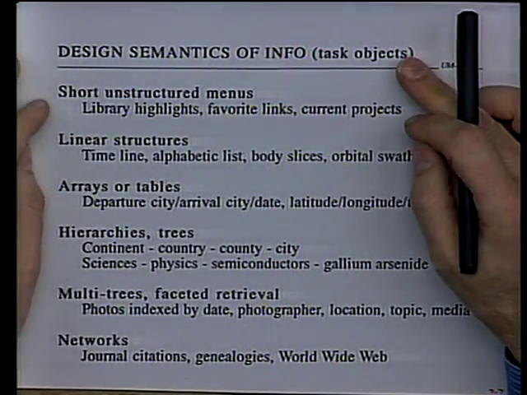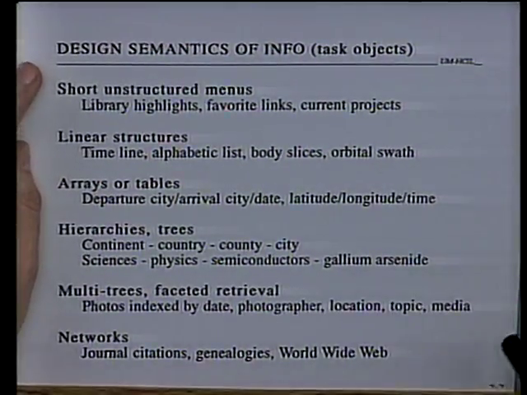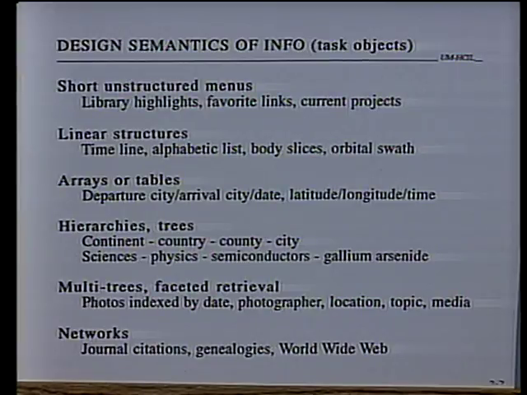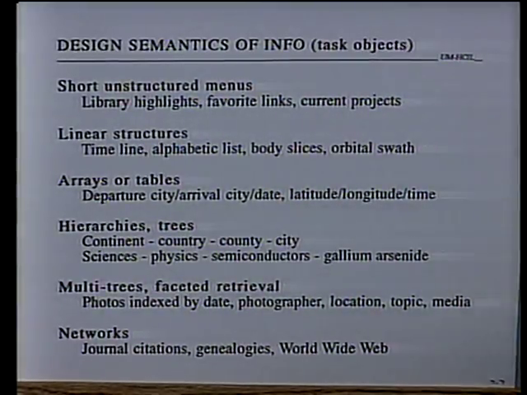The task semantics first. And that means looking at the task objects as a first step. We're going to design the objects and then the actions in the task domain. There are lots of tools for designing task objects. There are a lot of strategies. And I think the simplest one is a short, unstructured menu of choices. We see that in a lot of applications, including our own website that I showed you.